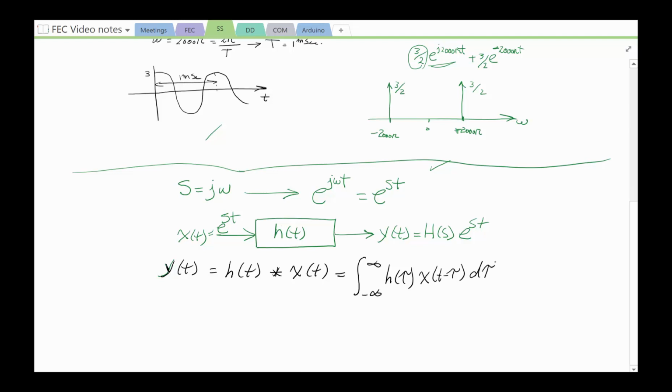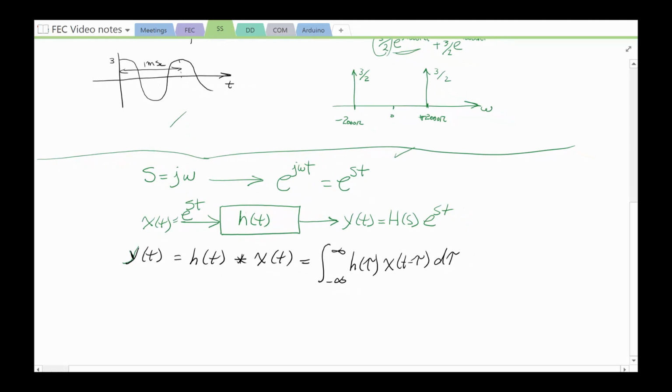Perfect. Okay. So now that I have that, is there any way I could simplify? Sure enough, I know my x of t is e to the st, which basically says, okay, great. So I can replace this from minus infinity to infinity. And h of tau, I don't know what it is, so I'm going to leave it alone. And then I know this is e to the s times (t minus tau), right? Because I'm going to replace everywhere there's a t in x of t with t minus tau. So this is e to the s(t minus tau), and then the integral is d tau.